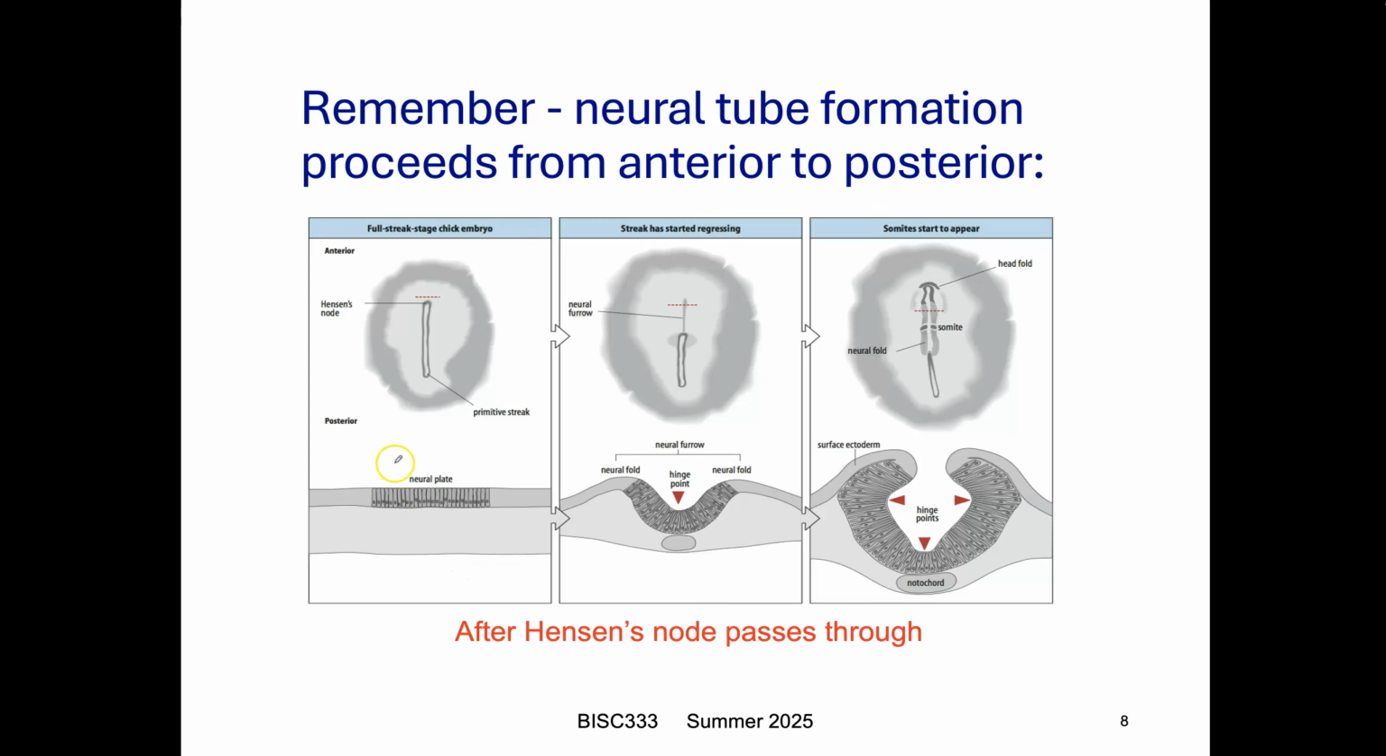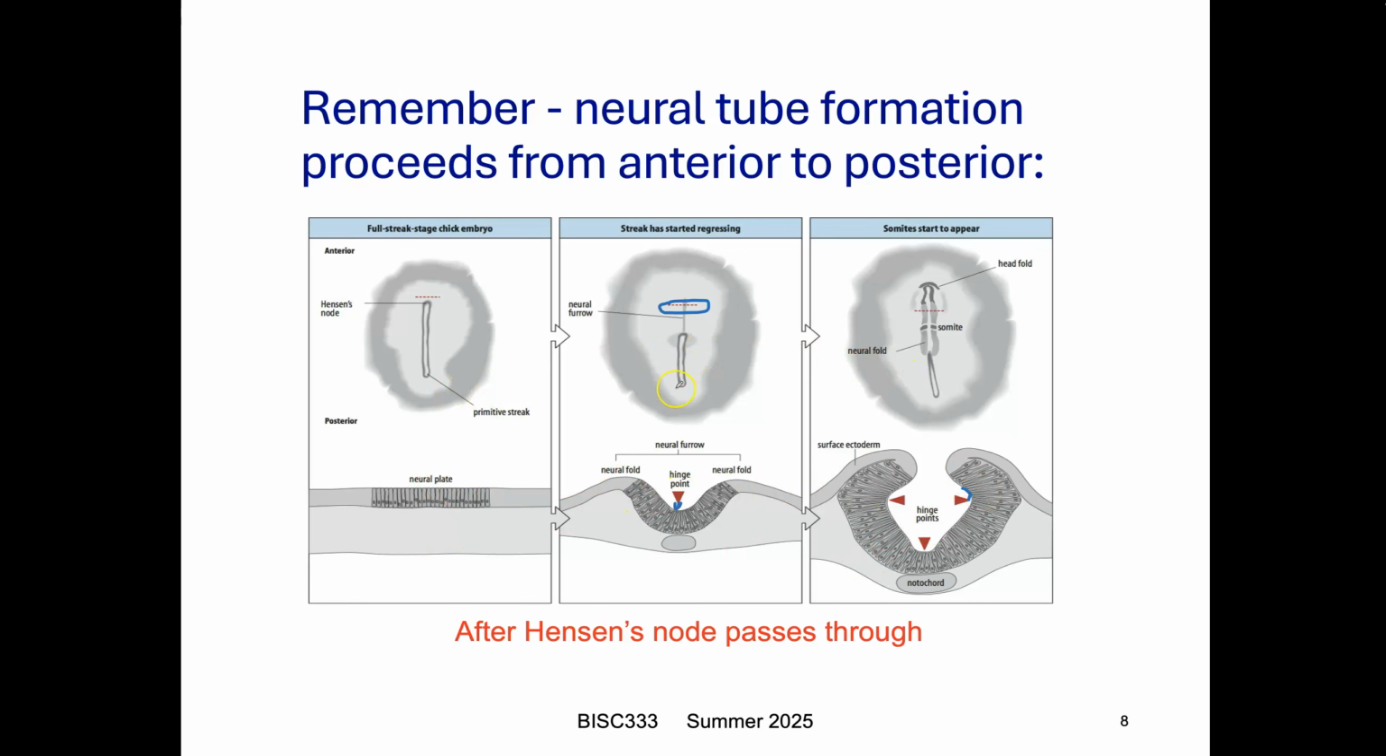And this is just a reminder that this is happening after Hensen's node is passing through. So Hensen's node is here. The neural plate starts to form, and as Hensen's node is moving along, there's a certain time lag before the first hinge point, the medial hinge point, occurs, and then a little bit later you start to see the dorsolateral hinge points, and then much later on a complete closure of the tube. So this is just reminding you a little bit of the timing.